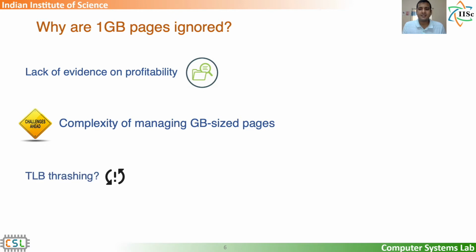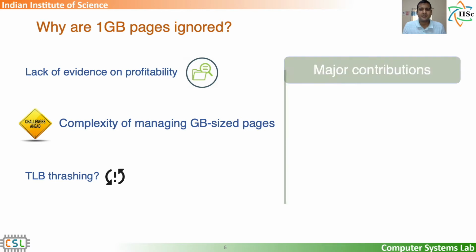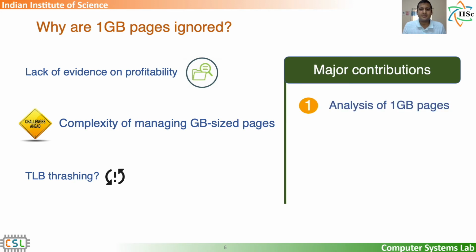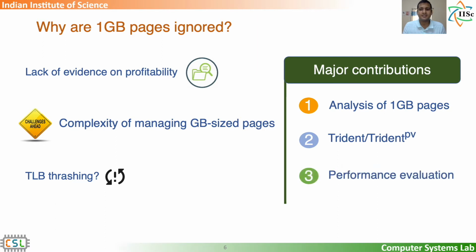And number three is the concern about potential TLB thrashing, because historically 1 GB pages had only a few TLB entries. Therefore, applications with poor locality may create a situation where the MMU spends most of its time replacing TLB entries. We look at all these aspects and try to address them in our paper. First, we analyze 1 GB pages and show that they are extremely valuable. Second, we design and implement Trident to embrace 1 GB pages transparently. And third, with evaluation on a real system, we look for any evidence of TLB thrashing.